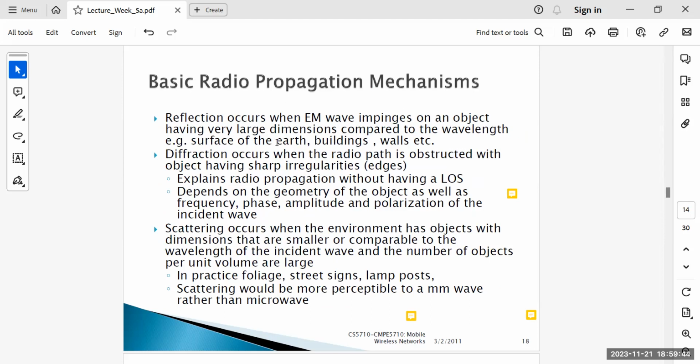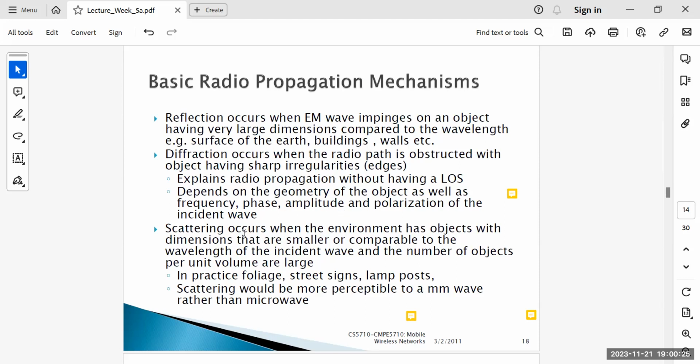For example, the surface of the Earth, buildings, walls. These are big surfaces. So reflection usually occurs from surfaces that are big. Diffraction occurs when the radio path is obstructed by an object having sharp irregularities, for example, edges. So these are not big surfaces, rather we are talking about edges or surfaces that have kind of irregularities. This explains radio propagation without a line of sight. It depends on the geometry of the object as well as the frequency, phase, amplitude, and polarization of the incident wave.